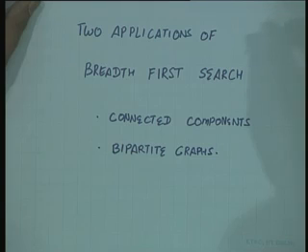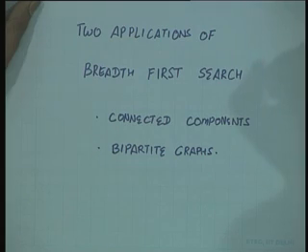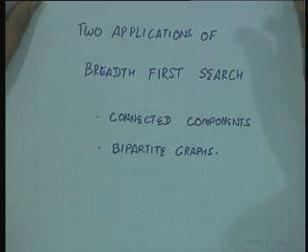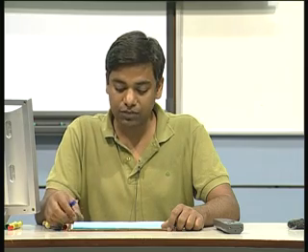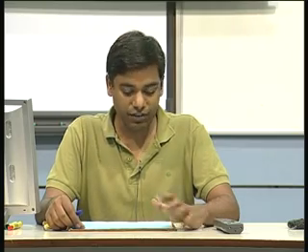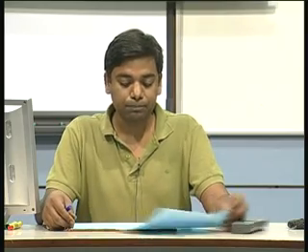So, today we are going to be looking at two applications of breadth first search. I am going to in particular look at applying breadth first search to finding out the connected components in a graph, and the second application will be to checking if a graph is bipartite. I will define what bipartite means and then we will see how to apply breadth first search for this.